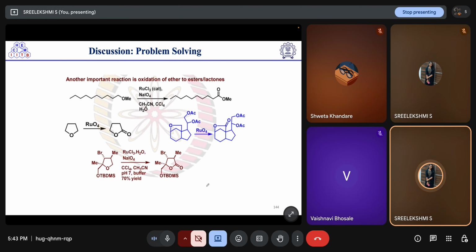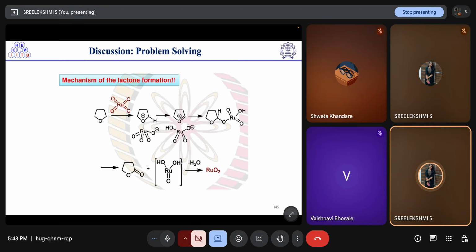Then another important reaction is oxidation of ethers. Instead of alcohols, it can oxidize ethers into the corresponding ester or lactone. So here also this is an ether, a cyclic ether. So that is oxidized into the corresponding lactone. Here also this is an ether moiety. Here it is converting into lactone. Same with this also. Even if it is sterically hindered, it is oxidizing this ether into this corresponding lactone.